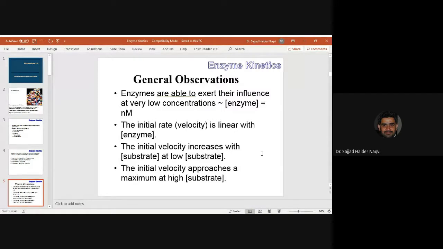Like when you have low substrate concentration, you've got more active sites available. You keep on increasing the substrate and they get attached to the enzyme. The reaction velocity increases up till a point where the enzyme is fully saturated. And that's the point where you have the maximum velocity. So these are a few of the general observations that we have had when it comes to enzyme kinetics, or the rate of the reaction.